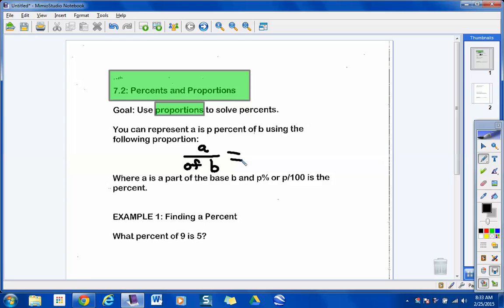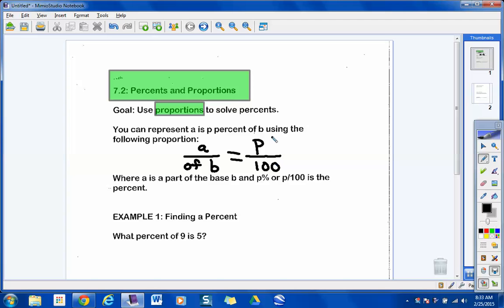What word did I put down here right in front of the variable B? Of. What I'm telling you is this: any number today that comes right after the word of will always take the place of which variable? B. Does that make sense to everybody? Then percents are always some number out of what value? 100. So I'm going to put P over 100.